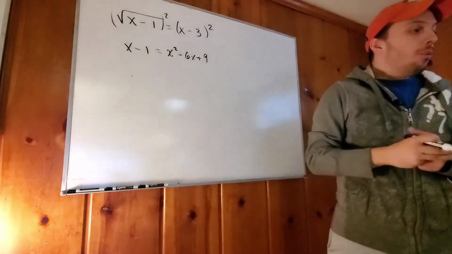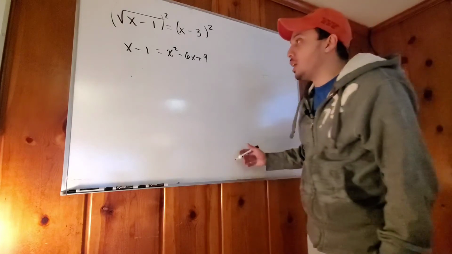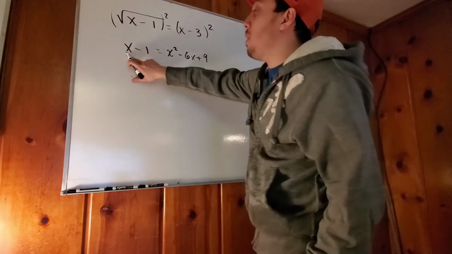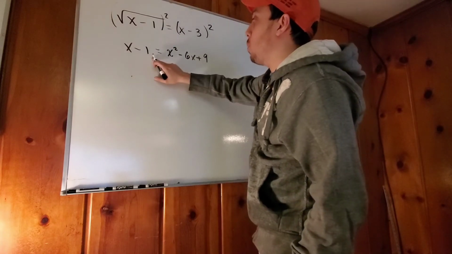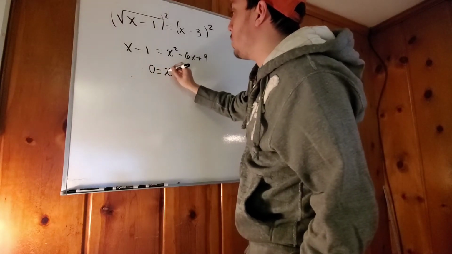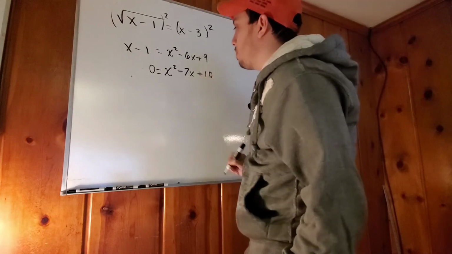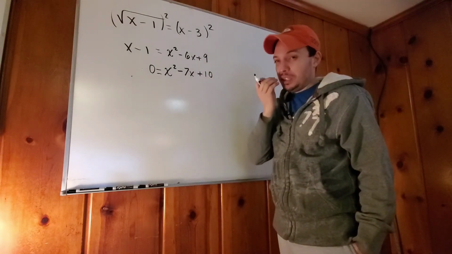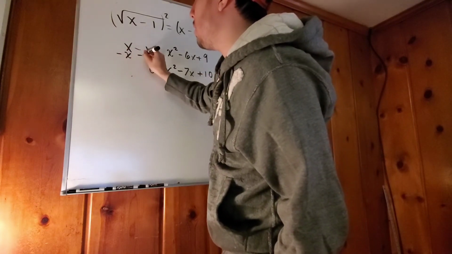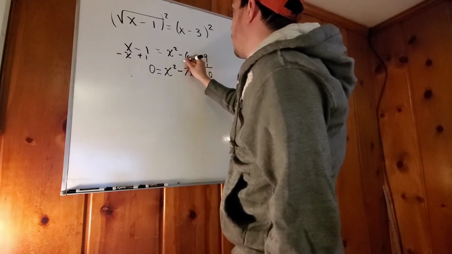Okay? Now what I have to do is move the x and the negative 1 over to the other side, like we've been doing before, so that we get everything on one side. So I'm going to subtract the x and add the 1. So if I subtract the x, it's going to end up being 0 equals x squared minus 7x plus 10. Hopefully you guys can see what I did. I subtracted the x and I added 1.